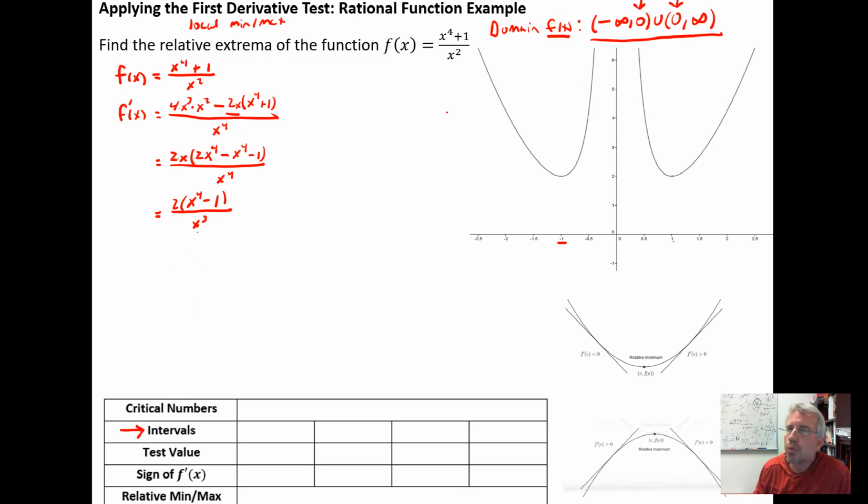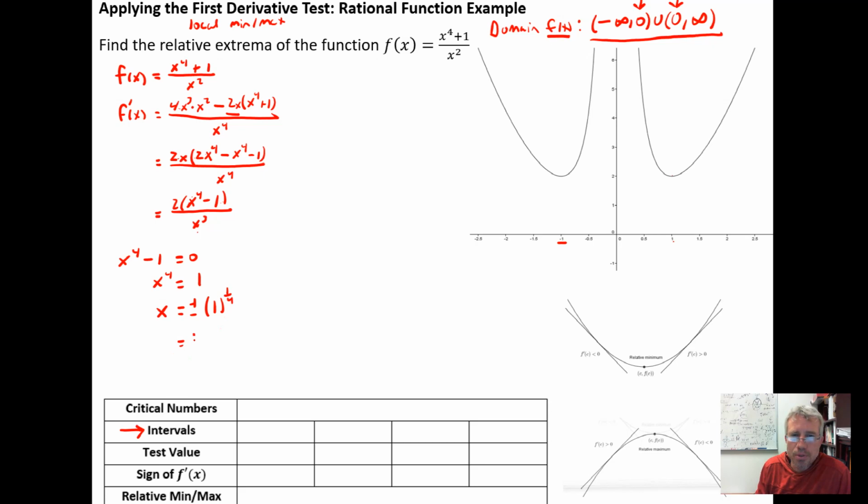If 0 were included in the domain of f of x, then x equal to 0 would be a critical number. So I'm only going to need to worry about when the derivative is equal to 0 to get my critical numbers. And the derivative will only be equal to 0 if the numerator is equal to 0. And the only way for the numerator here to equal 0 is if x to the fourth power minus 1 is equal to 0, which means x to the fourth power needs to equal 1, or x needs to equal plus or minus the fourth root of 1, and we're only working with the real roots.